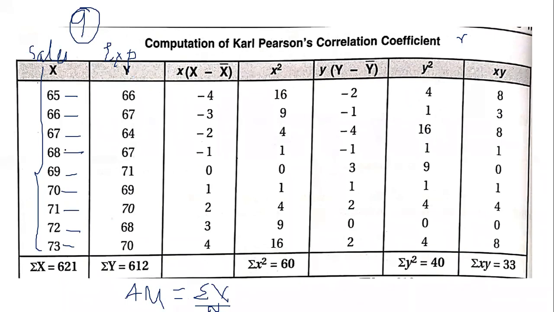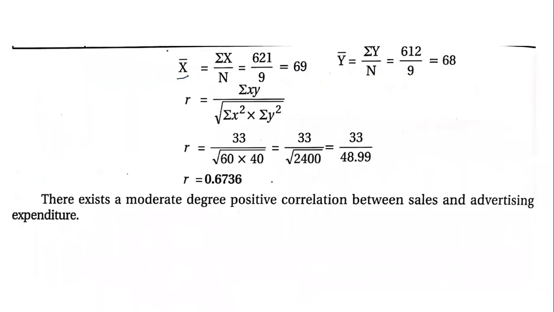Now quickly add up all this data of x: 65 plus 66 plus 67 plus 68 plus 69 plus 70, 71, 72, 73. This is the sales that we have. If you add all this, you get sigma x. After getting sigma x, your next step is to find the arithmetic mean for x.